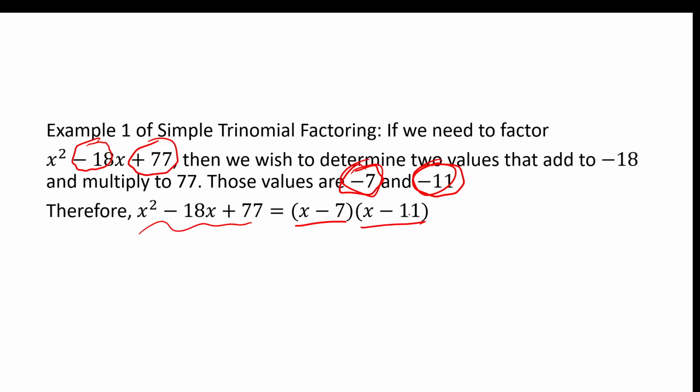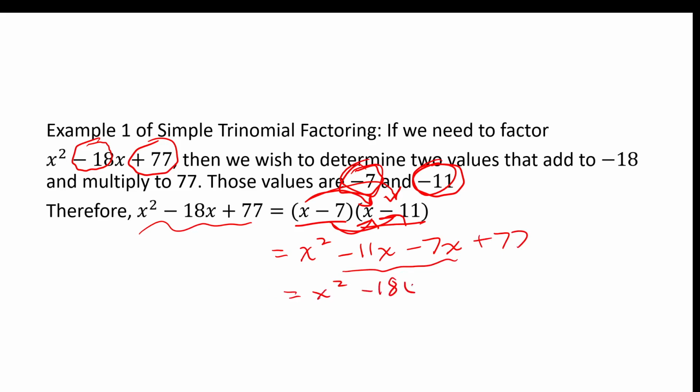And if we wanted to see proof of that, all we would have to do is expand the trinomial out again. X times x is x squared. X times negative 11 is negative 11x. Negative 7 times x is negative 7x. And then negative 7 times negative 11 is positive 77. These middle two terms add to negative 18x. And we see that we do actually have the correct factors written. That's why the sum and product method works. And so our answer to the question actually being asked, to factor it, is this expression: x minus 7 quantity times x minus 11 quantity.